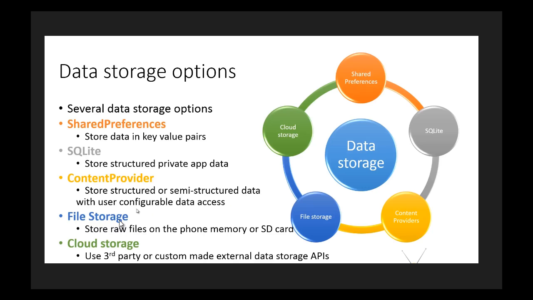The next option is file storage, where you store raw files on the phone memory or SD cards. It is another type of storage option in Android, and I will cover each and every one of these. The last one is cloud storage, where you can use a third-party API to store data on the cloud. So let's discuss each of these options in this video.